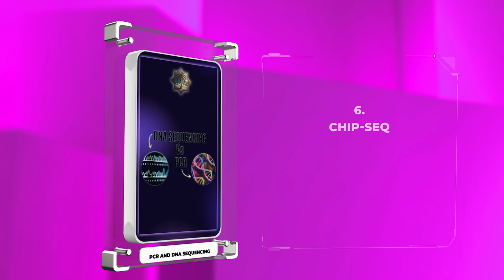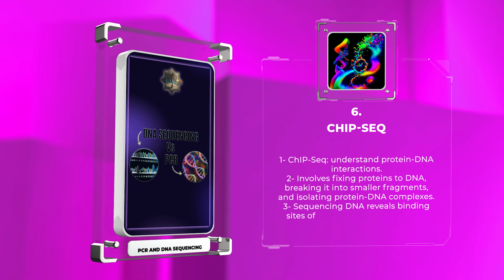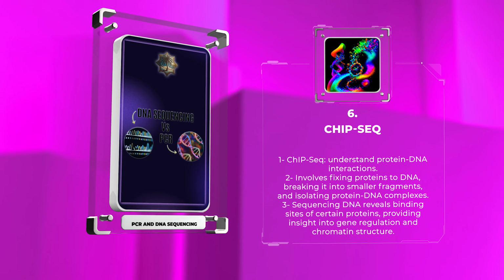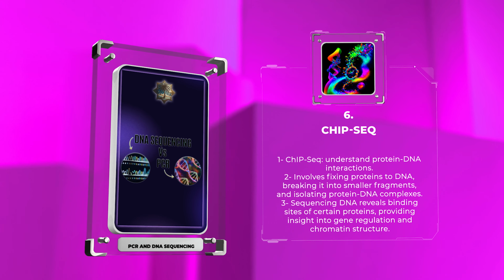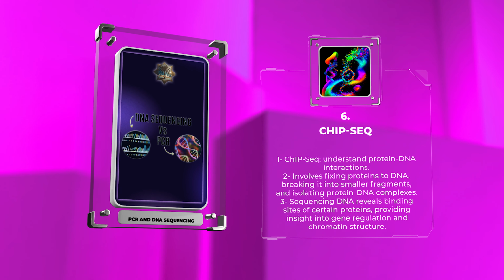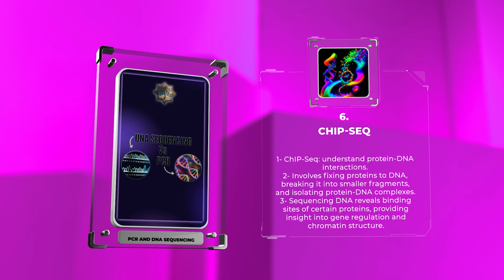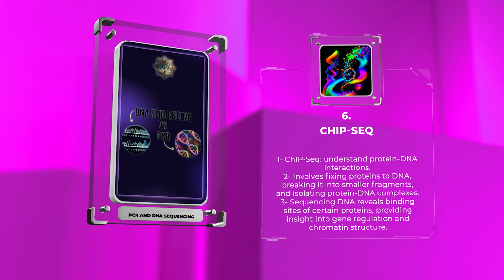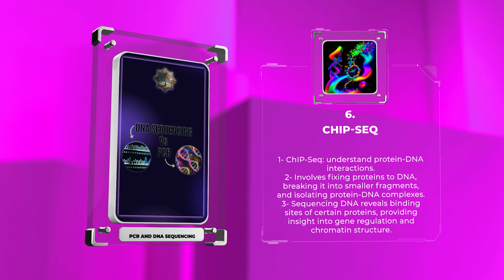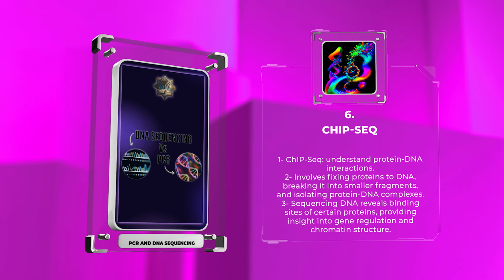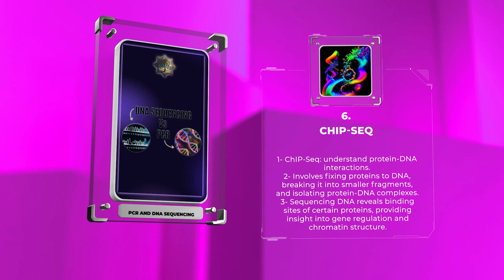ChIP-seq is a technique that helps us understand how proteins interact with DNA. It involves fixing proteins to DNA, breaking it into smaller fragments, and then isolating the protein-DNA complexes. Sequencing the DNA can reveal the binding sites of certain proteins, giving us insight into gene regulation and chromatin structure. This knowledge is important in studying development, disease, and epigenetics.